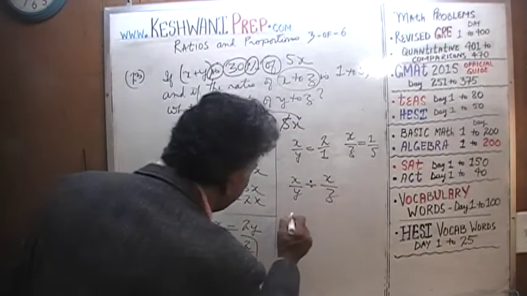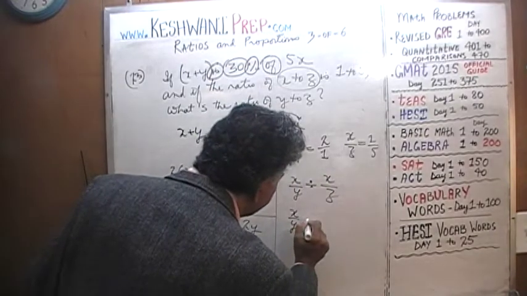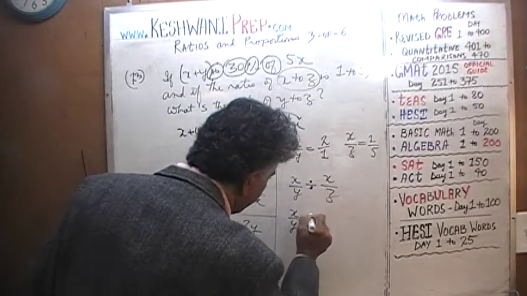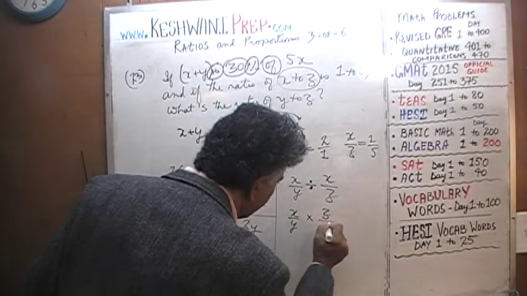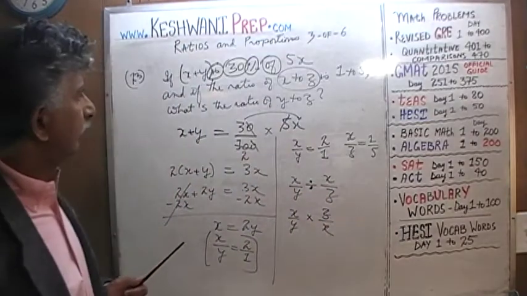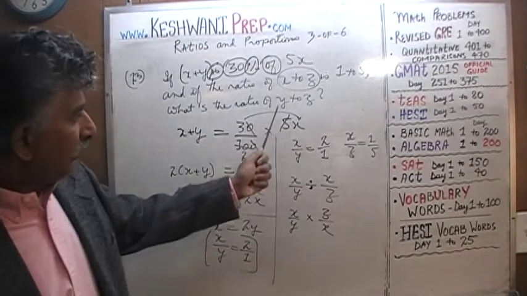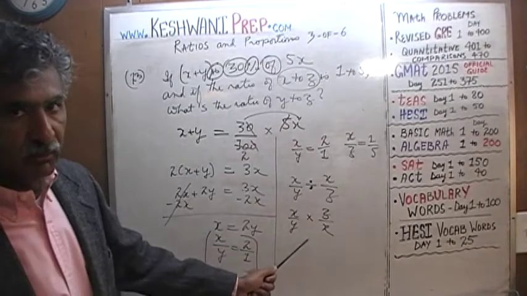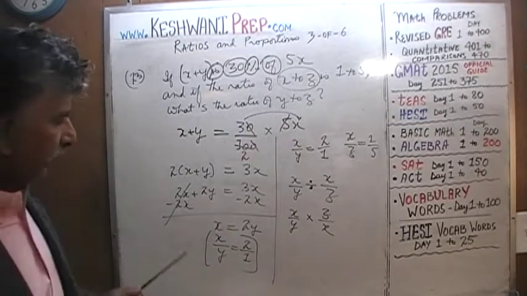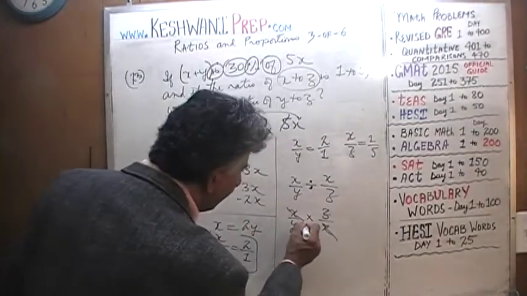So now we end up with x over y, and then when we convert this division to multiplication, it's going to be times z over x. Here we have to pay very close attention, because what we're going to end up with is z over y. We're looking for y over z. So at the end, we're going to have to take the reciprocal of the final answer. Remember that. X is going to cancel out, and we have our answer.